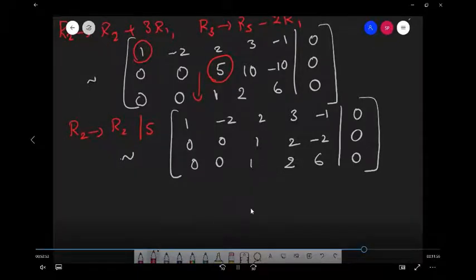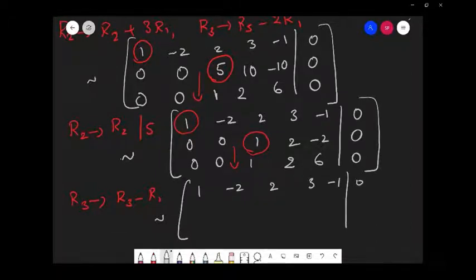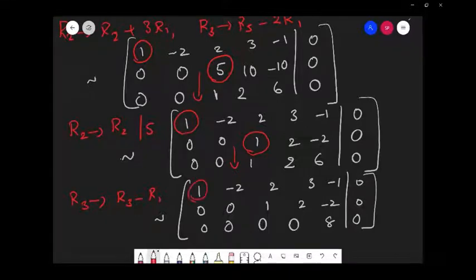Now let us mark again the pivot positions. 1, and in the second row 1, and in the third row I have this 1, I have to make it 0. So R3 transformation, R3 minus R1. It is transformed to 1, minus 2, 2, 3, minus 1, 0, and second row 0, 0, 1, 2, minus 2, 0, and 0, 0, 1 minus 1, 0, 2 minus 2, 0, 6 minus of minus 2, which is 8, and 0. Now let us mark again pivot 1, second row 1, and in the third row 8.